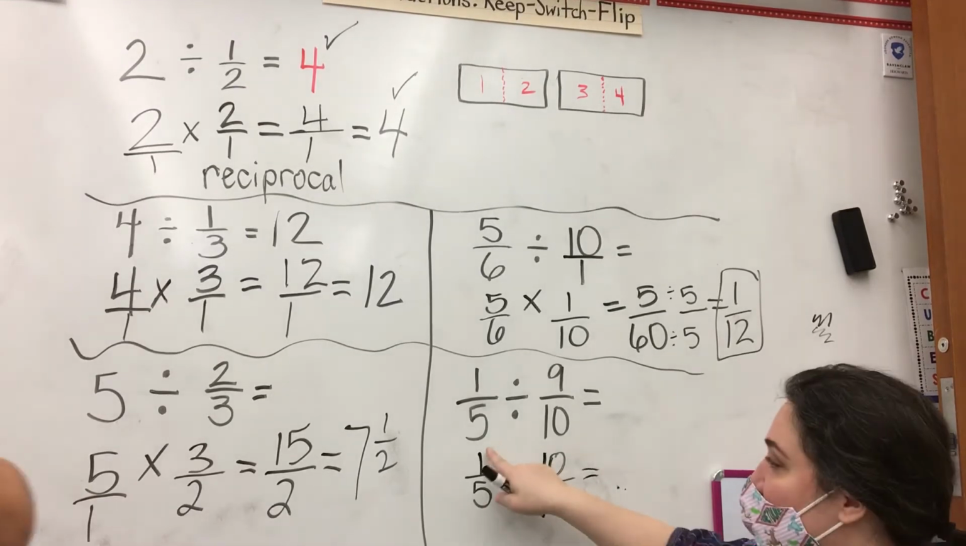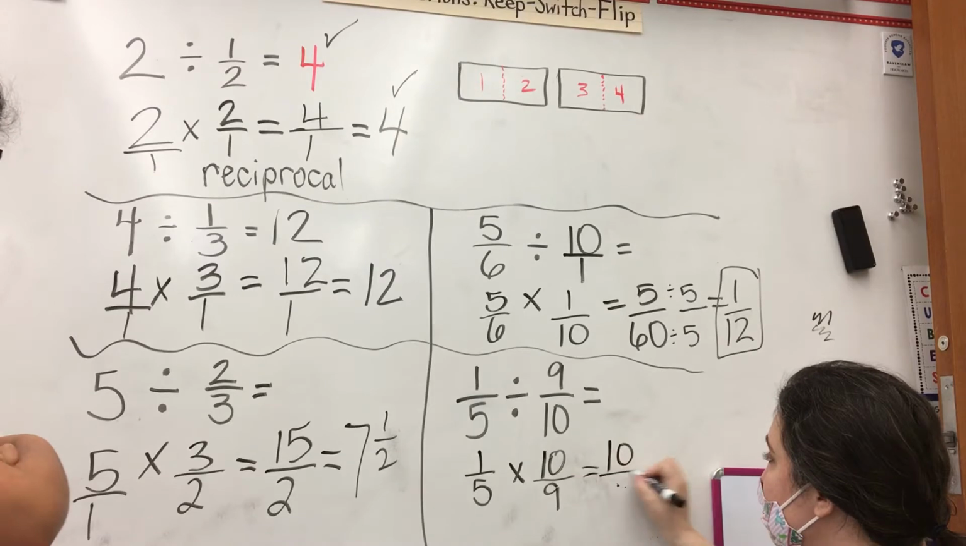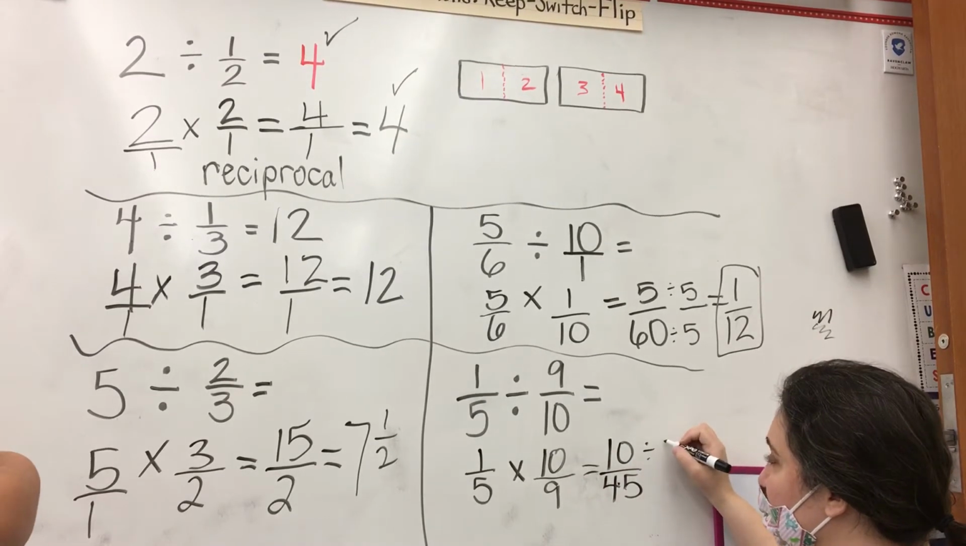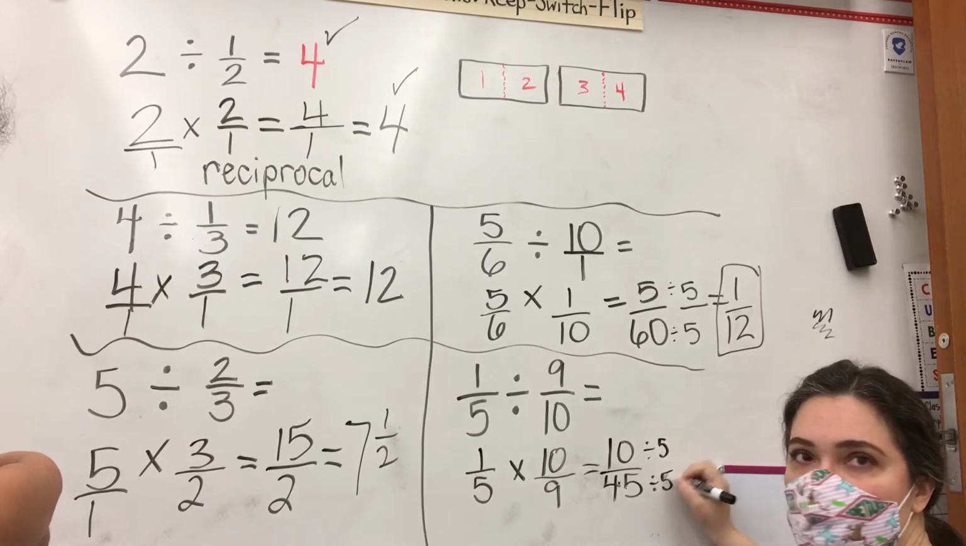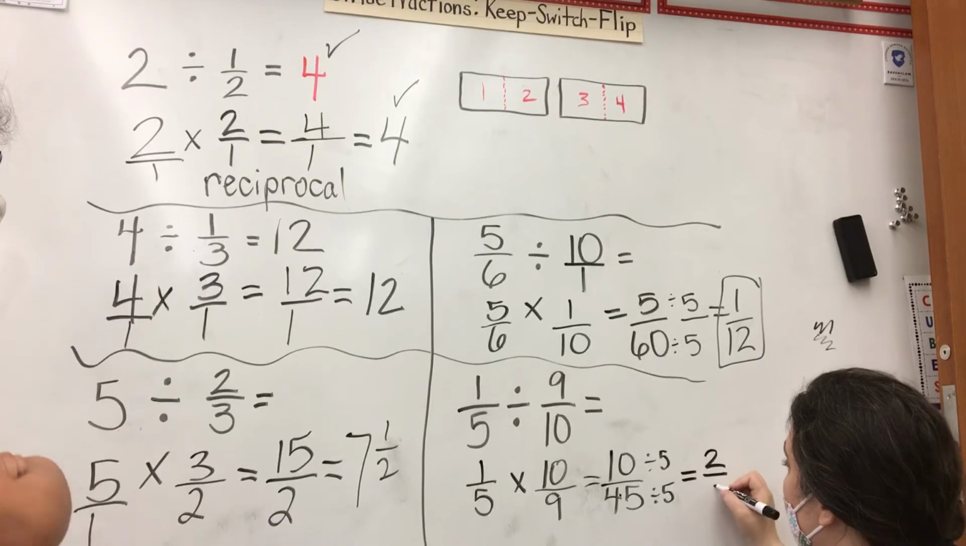Let's multiply. 1 times 10 is? 10. 5 times 9 is? 45. You got it. Oh, looks like we might have to do a little bit of simplification, but that's no problem. Let's do it. We're going to get 2 ninths.